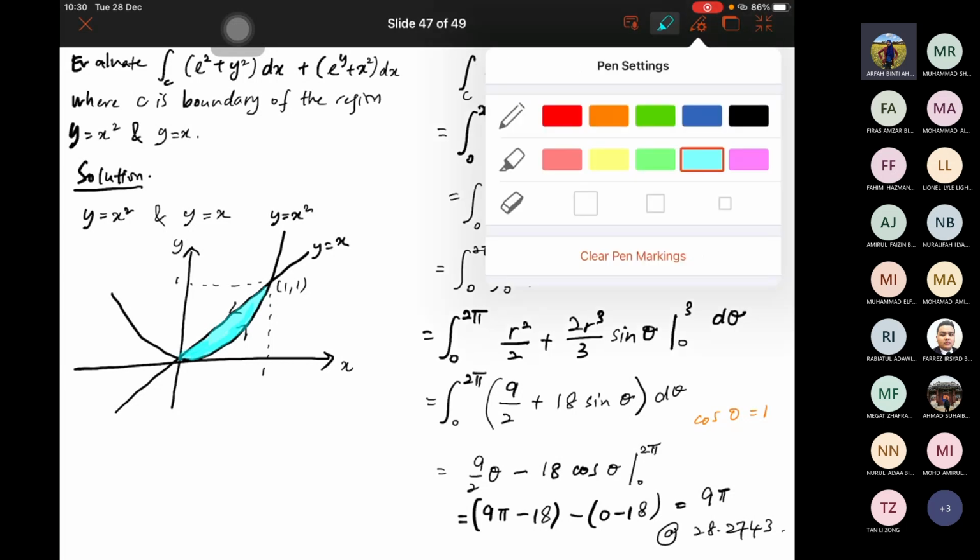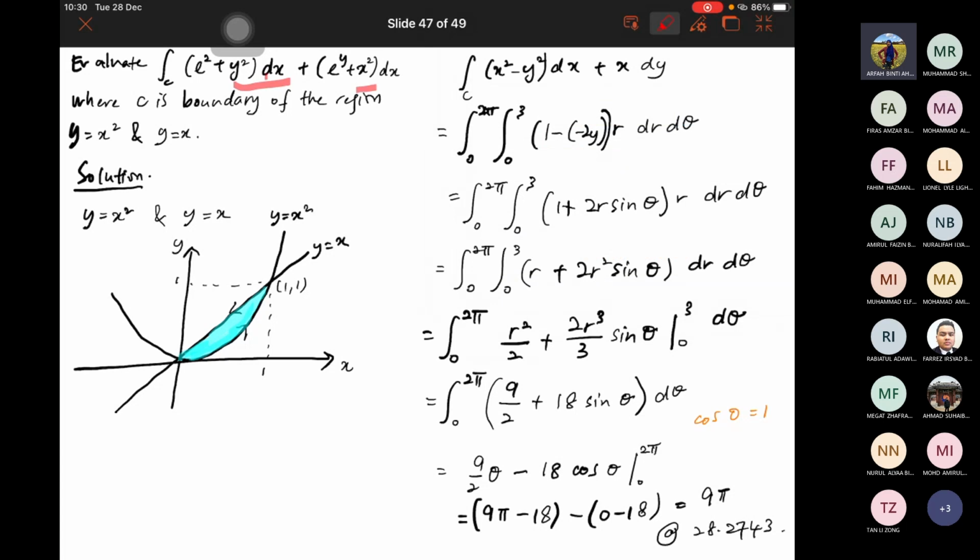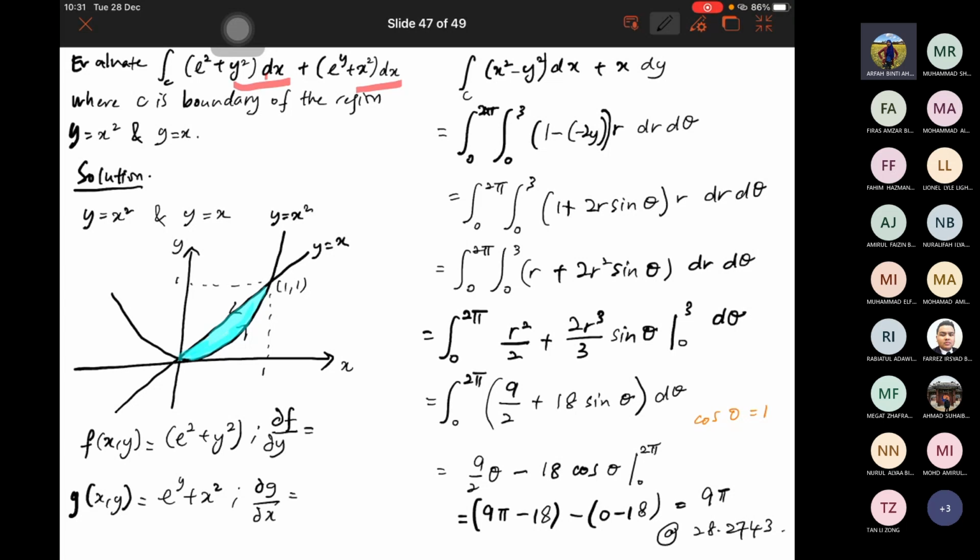So this is your F and this is your G. So F of xy equal to exponential 2 plus y squared. G xy sama dengan exponential y tambah x squared. So delta F over delta y, then delta G over delta x. Dapatkan dia punya partial derivative. What will you have for this one?